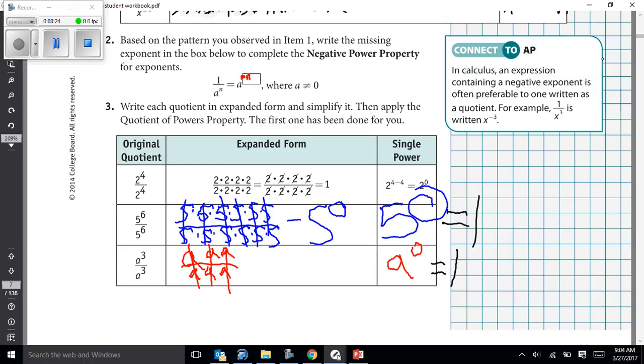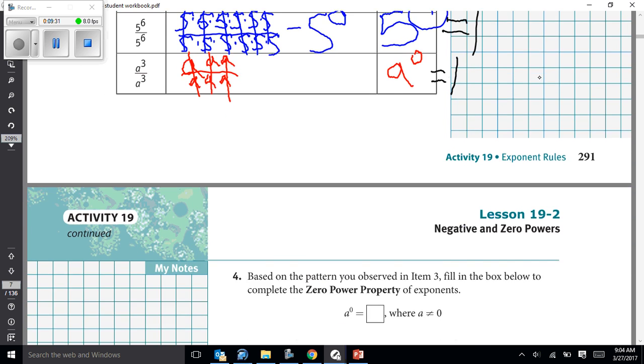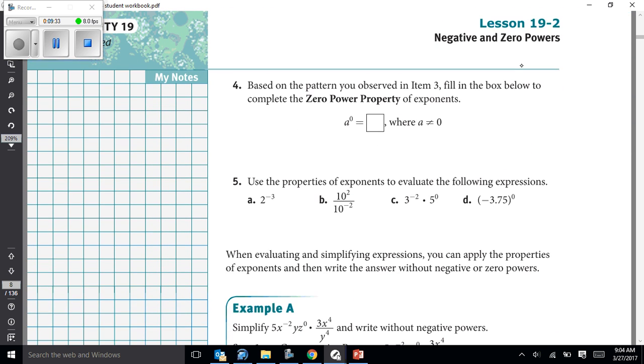All right, questions so far? So 1, 2, and 3, are we okay? So number 4, a to the 0, we can write that as 1. That's a lot of 1. I want you to know that.